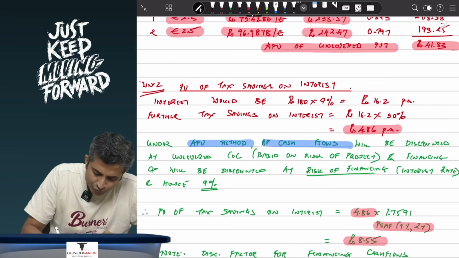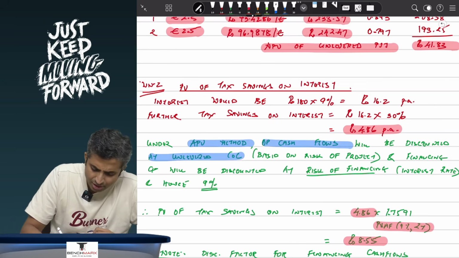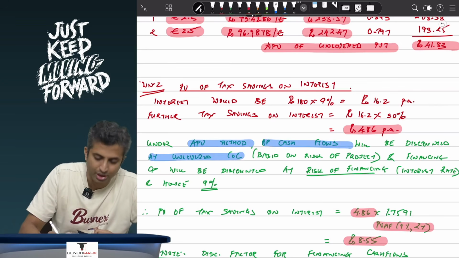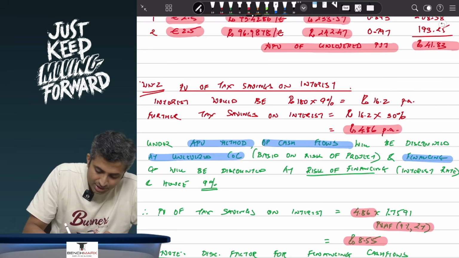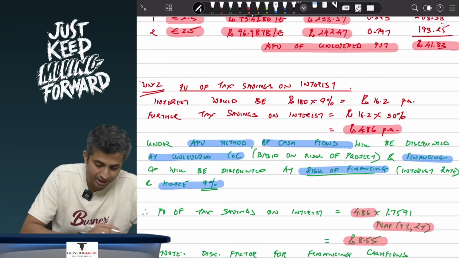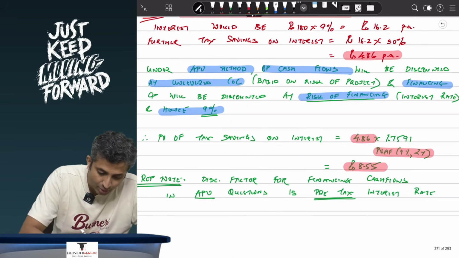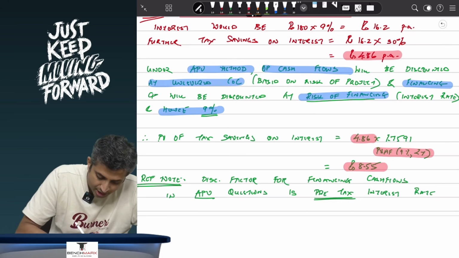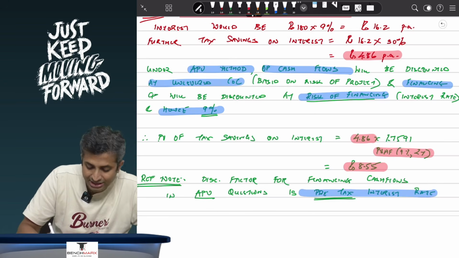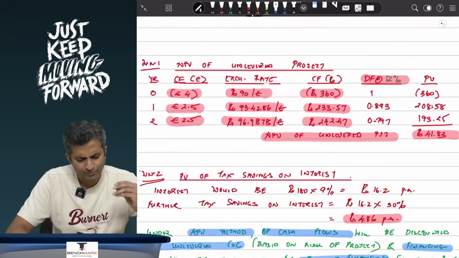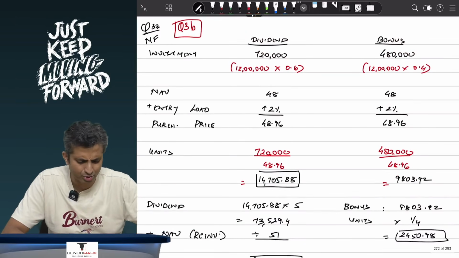Operating cash flows will be discounted at the unlevered cost of capital, which is based on the risk of the project, that is 12%, and financing cash flows will be discounted at the risk of financing, like the interest rate risk, and hence this will be at 9%. This will always be at the pre-tax discount factor. In APV questions, it will be the pre-tax interest rate for the financing cash flows. So this is a bit of a problematic question for sure.